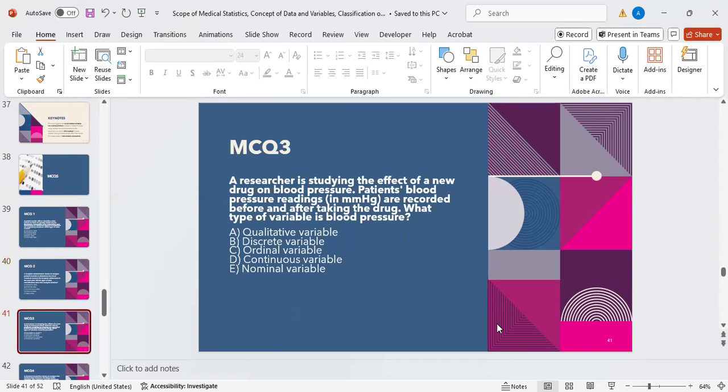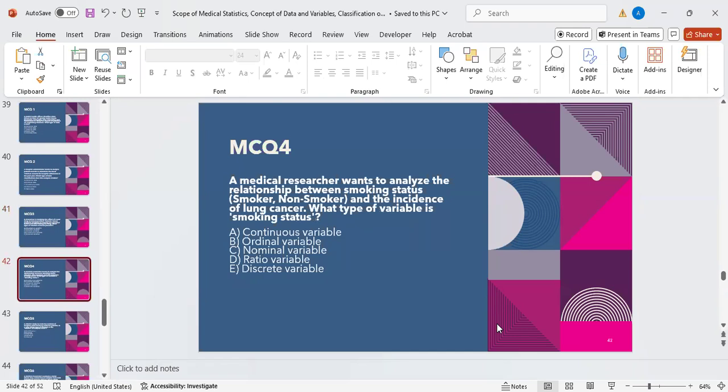MCQ number 3 is: a researcher is studying the effect of a new drug on blood pressure. Patient blood pressure readings in millimeters of mercury are recorded before and after taking the drug. Which type of variable is blood pressure? Option A, qualitative variable. Option B, discrete variable. Option C, ordinal variable. Option D, continuous variable. Option E, nominal variable. Continuous variable. Yes, D is the continuous variable, right.